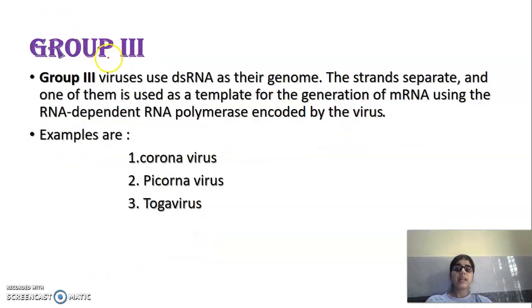Group 3 viruses use double-stranded RNA as their genome, and the strands separate, and one of them is used as template for the generation of mRNA using the RNA-dependent RNA polymerase encoded by the virus. And the examples are coronavirus, picornavirus, and togavirus.